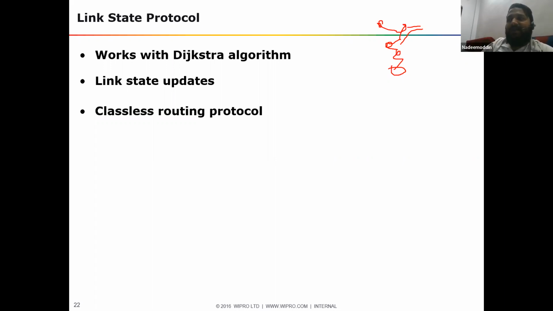Distance vector protocol version 1 doesn't understand classful addressing, and it doesn't understand subnetting. But link state protocol is an advanced version, much faster than distance vector protocol, and it understands subnetting.